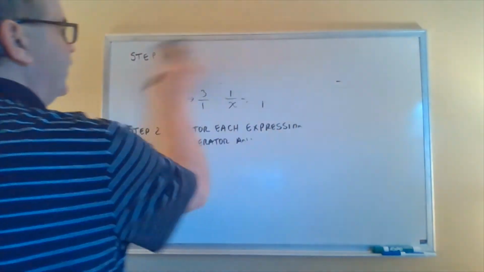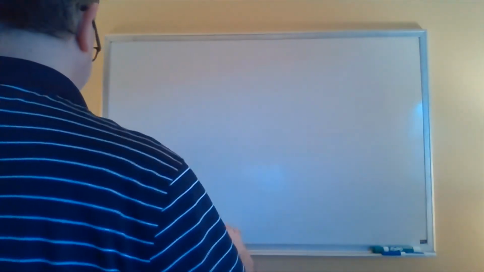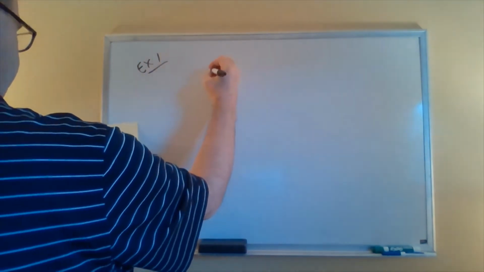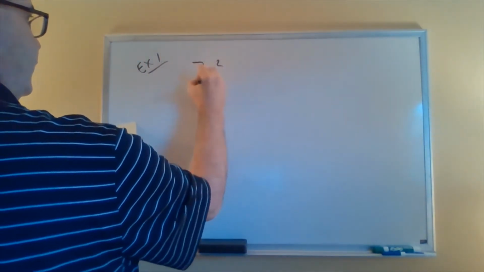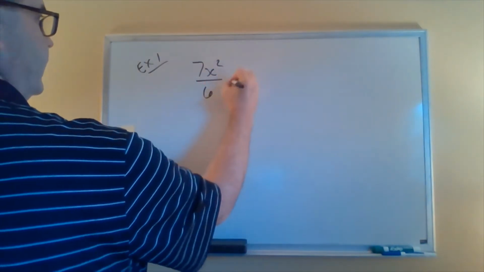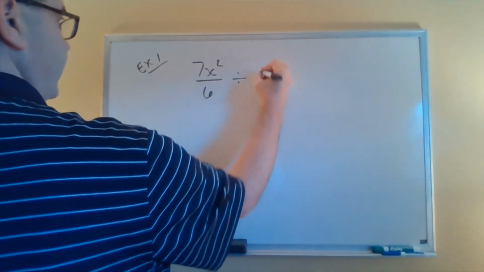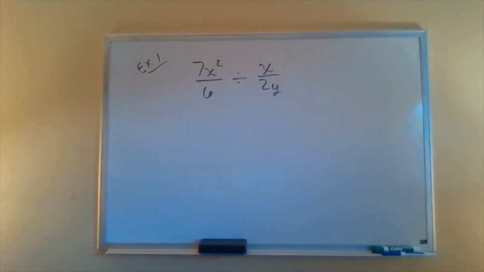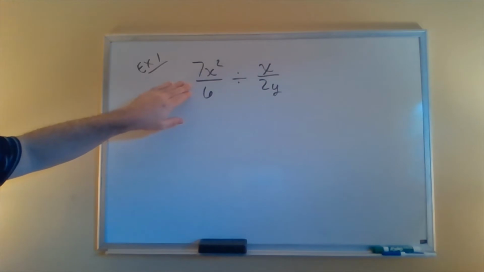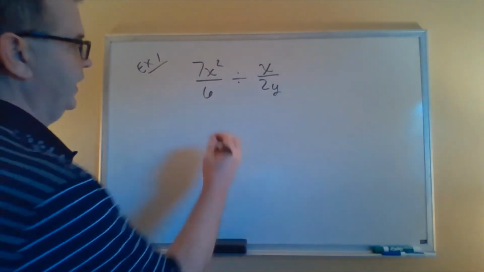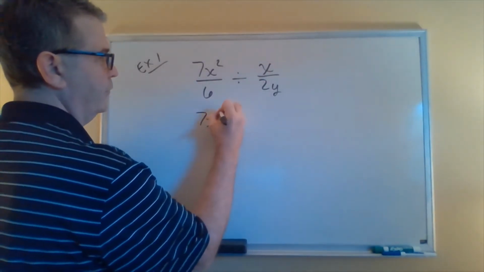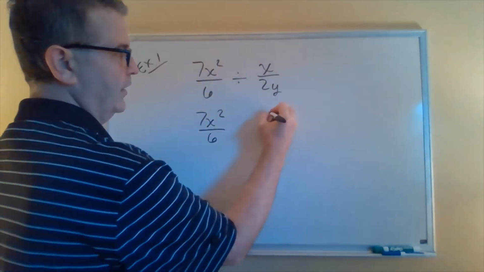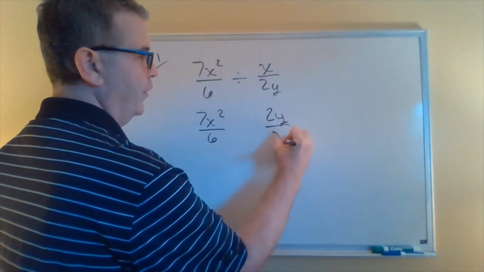Okay, on to example 1. Example 1, we have 7x squared over 6 divided by x over 2y. Step 1, we're going to leave the first fraction alone. We're going to reciprocate that second one. So we're going to leave this first one alone. It's going to remain 7x squared over 6. We're going to reciprocate that second fraction, which means it becomes 2y over x.